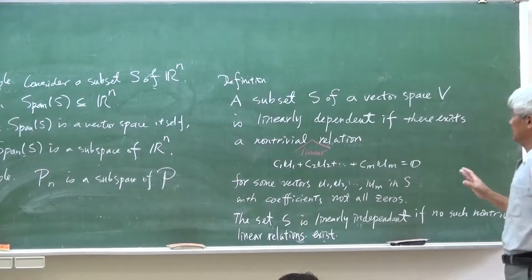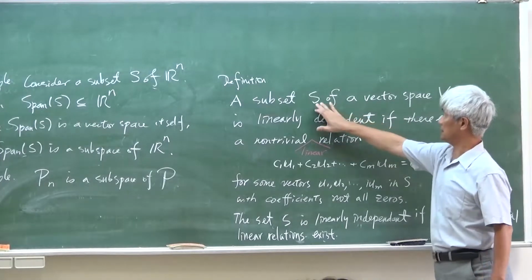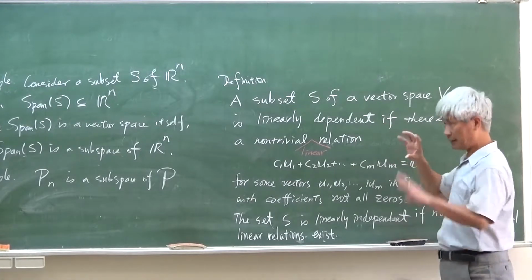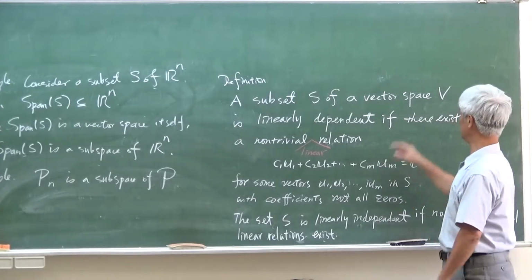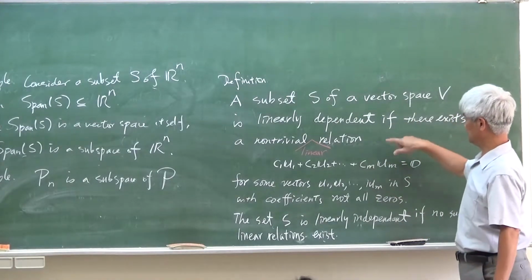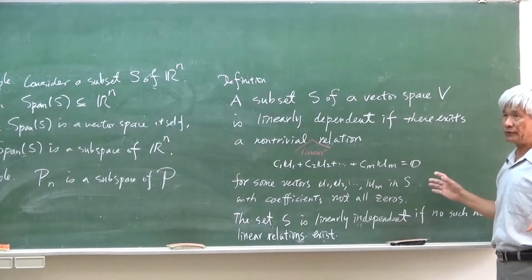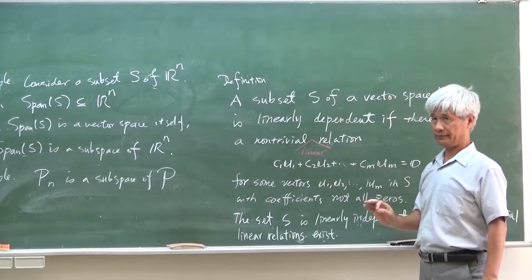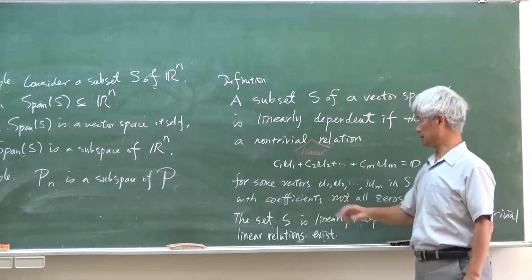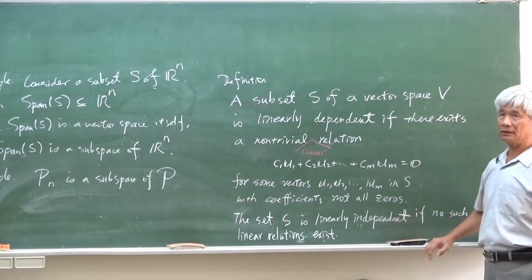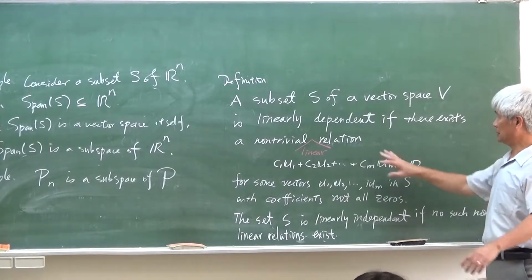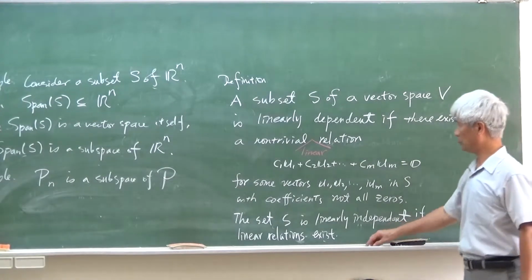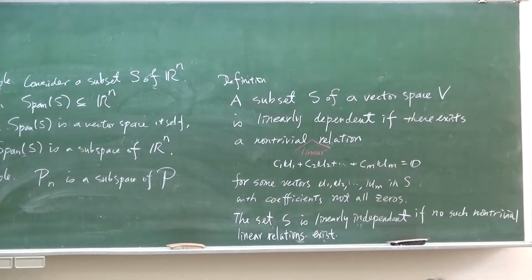From the definition, it seems that to decide whether a subset of a vector space is linearly dependent, it's just to find a non-trivial linear relation in the set. If you find one, then you are certain that this subset is linearly dependent. But to decide a set to be linearly independent seems that you have to consider all possible linear relations and say that all the linear relations should be trivial. Okay, so I give a remark.